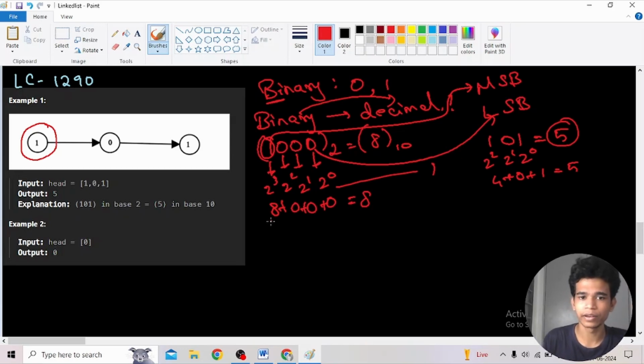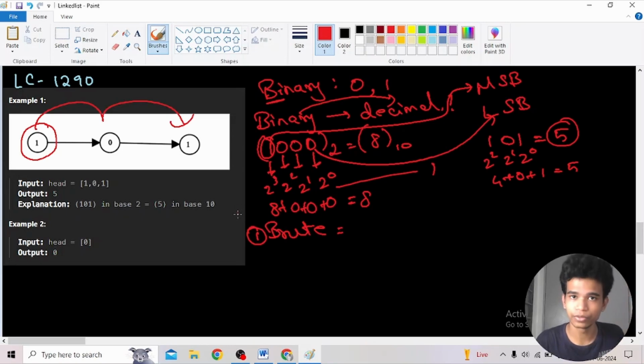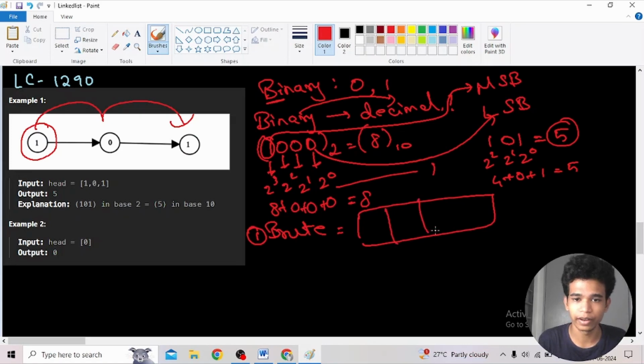It is quite simple, right? What's the first approach? Always a brute force approach. See here, it is very simple. Just take each and every node, traverse one by one, and take each and every value. Then put them into an array, like this, 101. Now do this procedure. Just see here, traverse in reverse order, and take this 1 and multiply with 2 power 0. Then take this 0 and multiply with 2 power 1, and take this 1 and multiply with 2 power 2. So this will be my brute force approach.